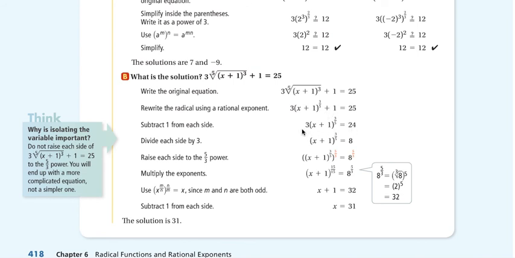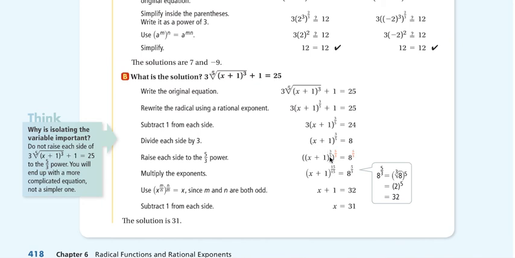All right, now we're going to get rid of the 3. How do we get rid of the 3? We're going to divide each side by 3. So 24 divided by 3 will give us 8. And remember, how do we get rid of that exponent? We're going to use the reciprocal, which is 5 over 3. Make sure you write it down on both sides.